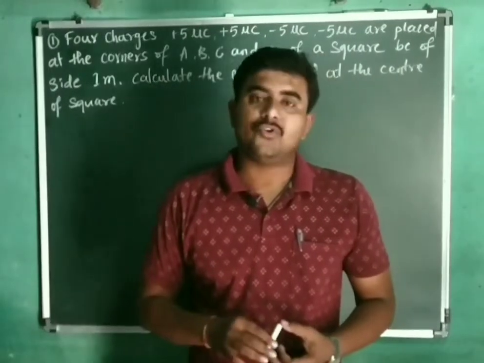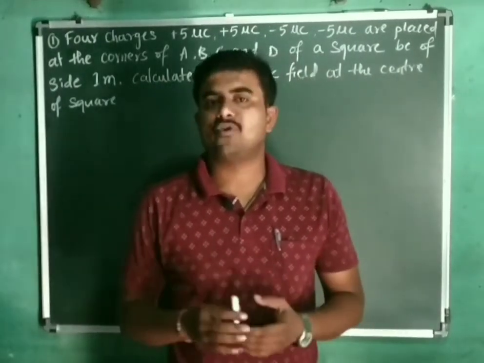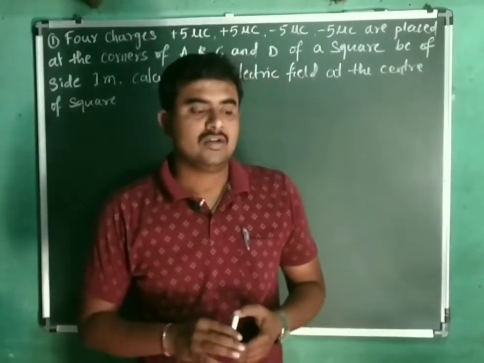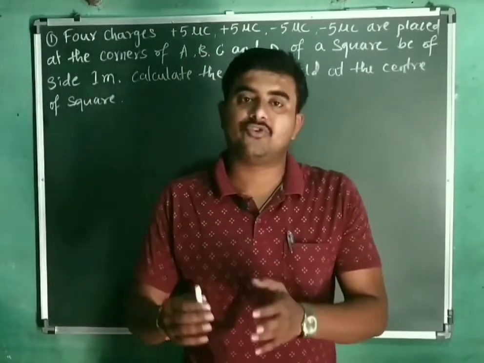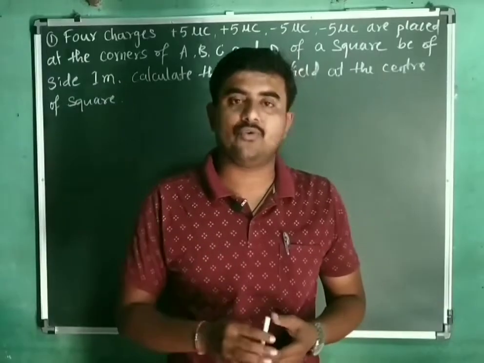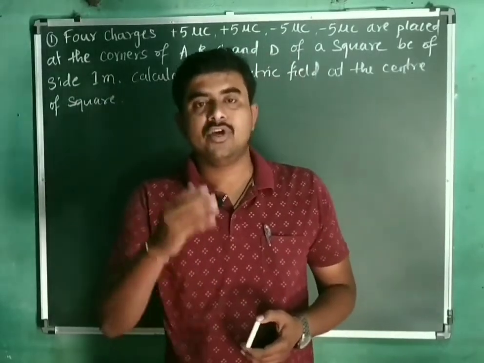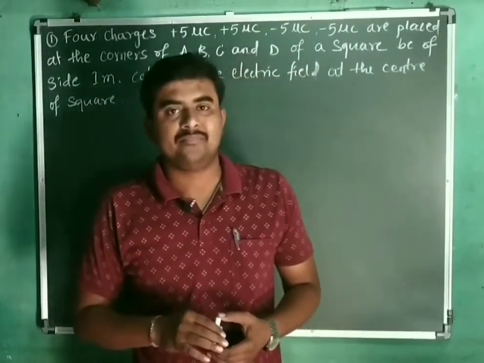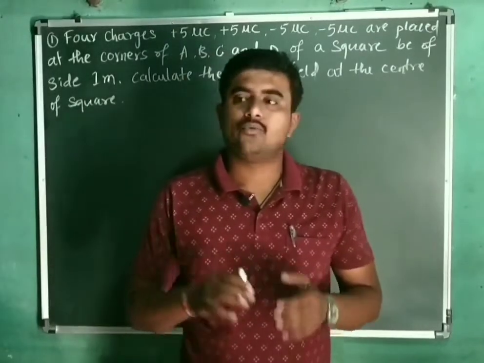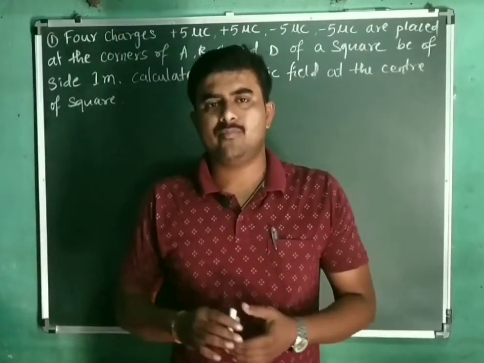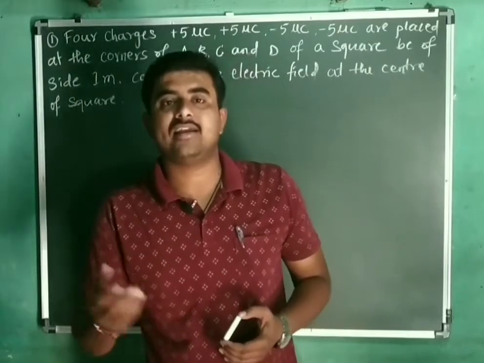In our previous video, I discussed a very important numericals of electric charges and fields based on Coulomb's law. That is, F is equal to 1 divided by 4 pi epsilon naught Q1 Q2 divided by R square. And in today's class, we are going to discuss a few more important numericals based on electric field.